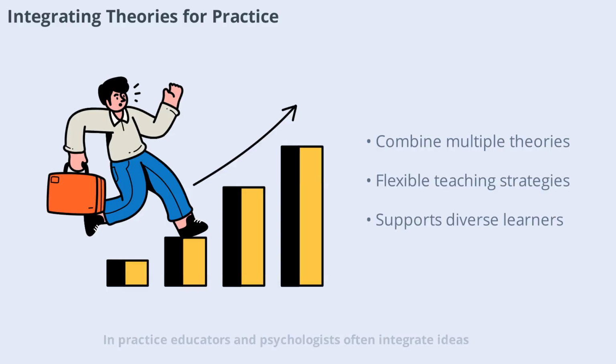In practice, educators and psychologists often integrate ideas from multiple theories to support cognitive development. By combining insights from Piaget, Vygotsky, Bruner, and others, they can create more effective learning environments. This integrative approach recognizes the complexity of human development and the need for flexible, responsive strategies.